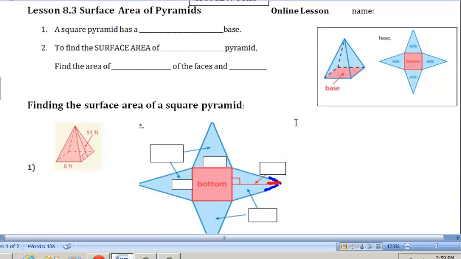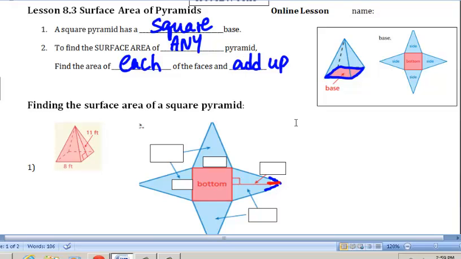Now a square pyramid has a square base. That's why it's called a square pyramid, because of its base. And that's a square base right there. To find the surface area of any pyramid, it doesn't matter what pyramid it is. It could be a hexagonal pyramid, square pyramid, rectangular pyramid, or triangular pyramid. All we have to do is find the area of each of the faces and add them up.